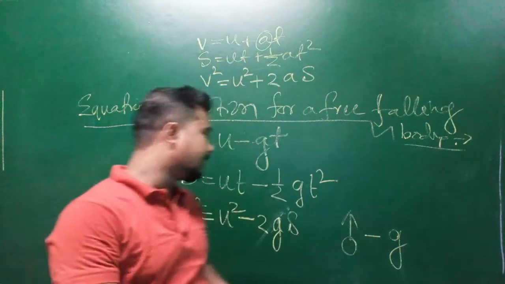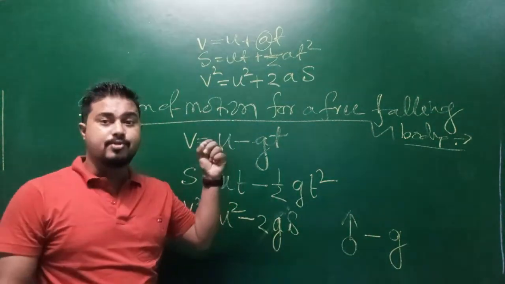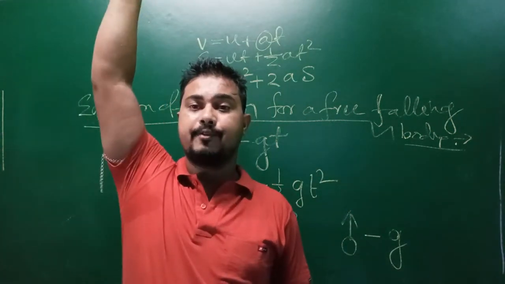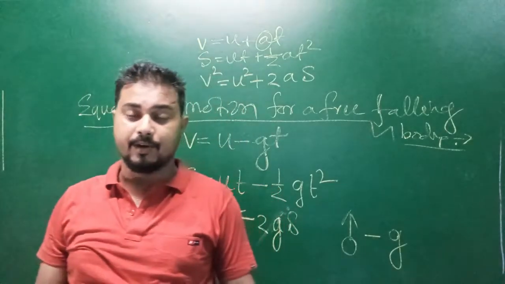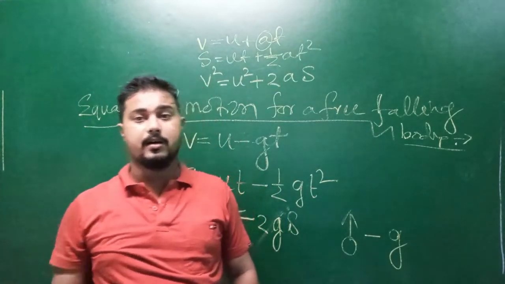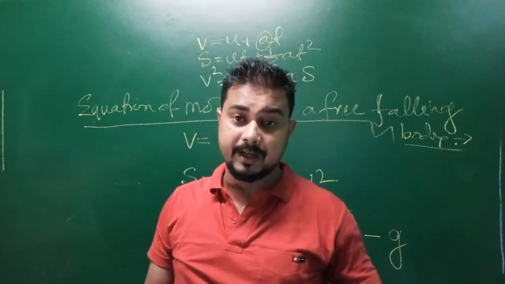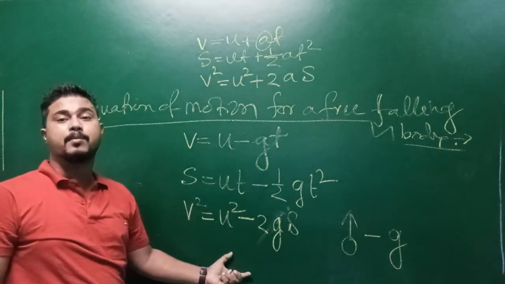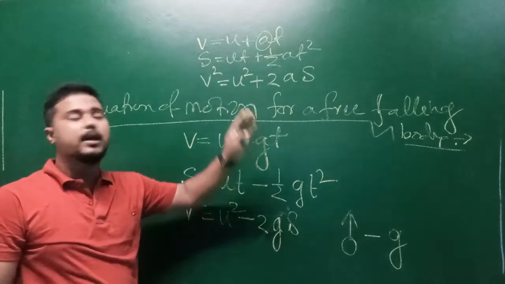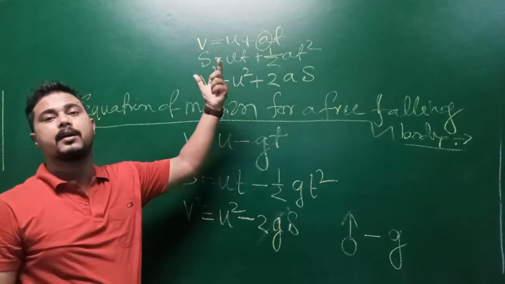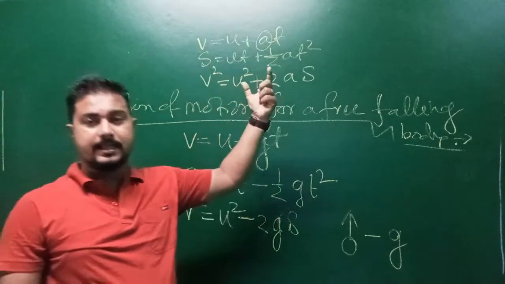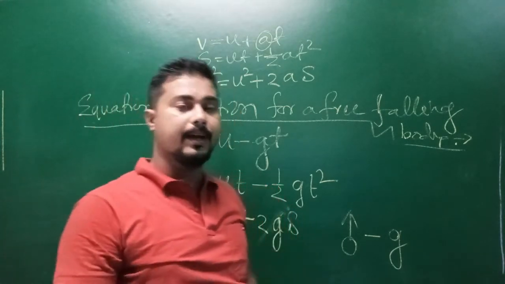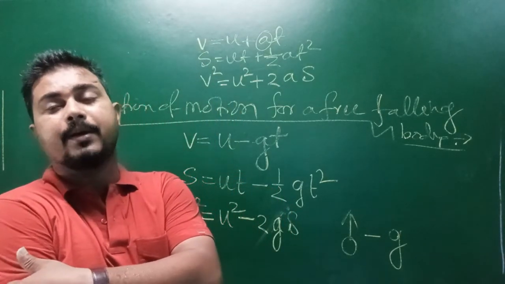So these are the three equations of motion if we throw a body vertically upward. The equations of linear motion have exactly the same form as for free falling, but with plus for free falling, and minus for a vertical projectile. I hope all of you are able to understand this point. Then we will now solve a simple problem.